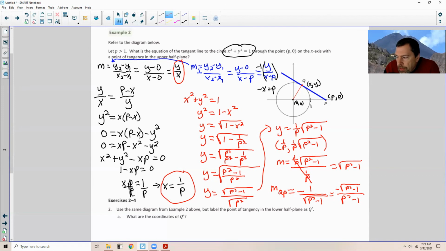Okay, so what is the equation of the tangent? So now that we have a slope and we have a point, then in terms of x, y, and p, we're going to get y equals, and the slope is negative square root of p squared minus 1 over p squared minus 1, times x minus p.